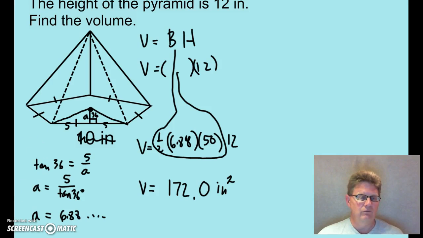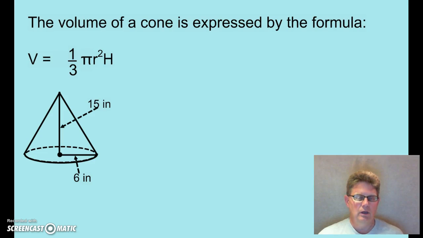Now let's do the volume of a cone. The volume of a cone is just like the volume of a cylinder, except it's 1/3 the size. So looking at this cone, the volume equals 1/3 times 3.14 for pi, the radius of the base is 6 squared, and the height. And of course, this time I gave you the height.